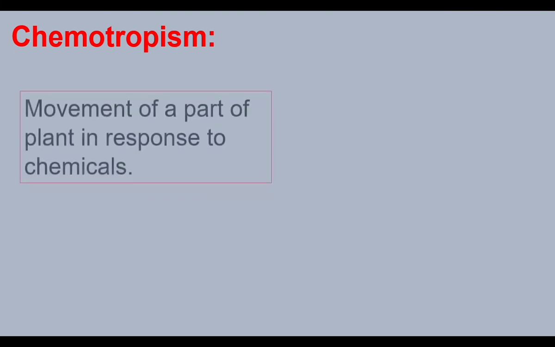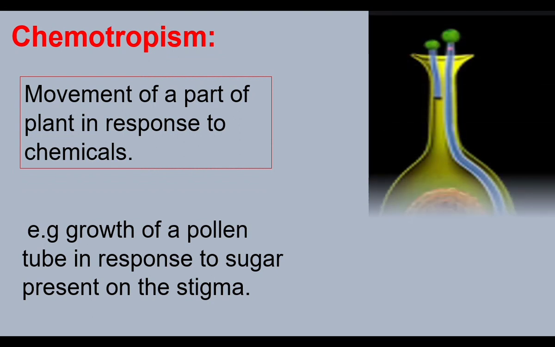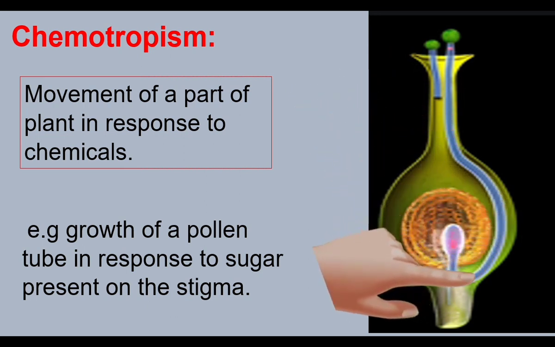Movement of plant parts towards chemical is chemotropism. Example, pollen tube grows towards a sugary substance present on the stigma. This diagram shows part of a flower. The upper part is stigma. The pollen grains fall on the stigma and the pollen tube grows towards the sugary substance. The sugary substance is a chemical. Movement of plant parts towards chemical is called chemotropism.